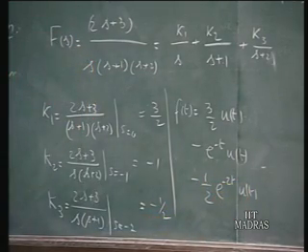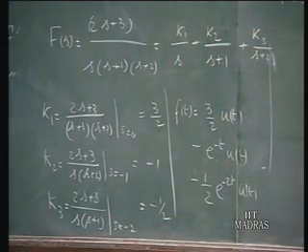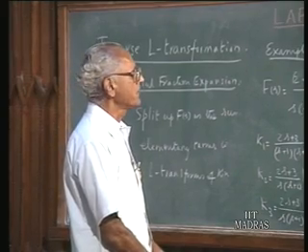3 upon 2 minus e to the power of minus t minus half e to the power of minus 2t, u(t). So this is how one can find out the partial fraction expansion in the case of simple poles. And from that, you can find out the time function to which the original given F(s) corresponds.